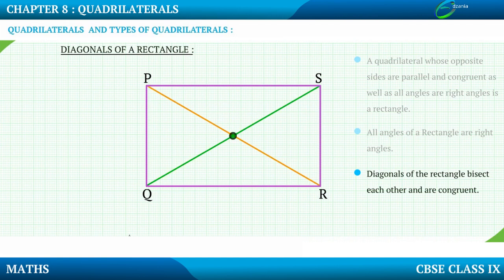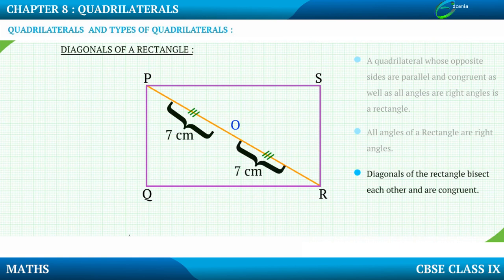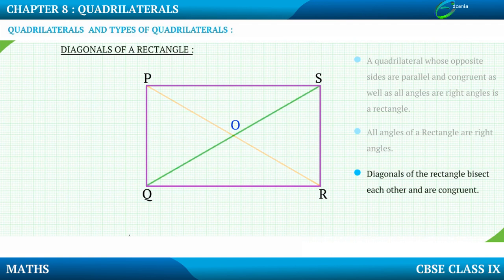Let the two diagonals intersect at point O. Since the diagonals of the rectangle bisect each other, if we consider this diagonal PR, it is bisected at point O, which means PO is equal to OR. So PO is equal to 7 centimeters and OR is also equal to 7 centimeters. Also, diagonal QS is bisected at point O. That is QO is equal to OS, which is equal to 7 centimeters.